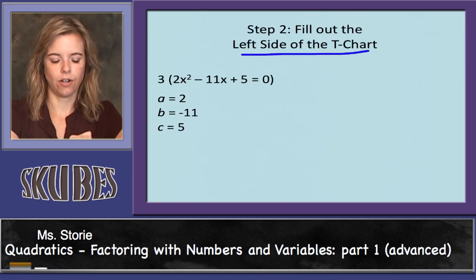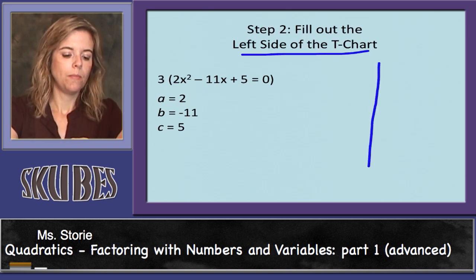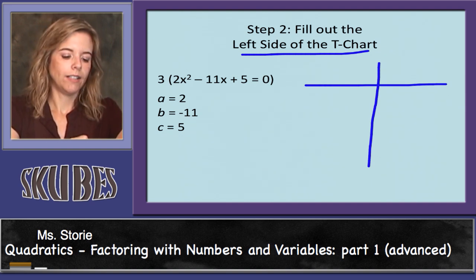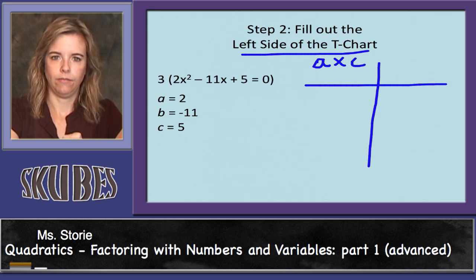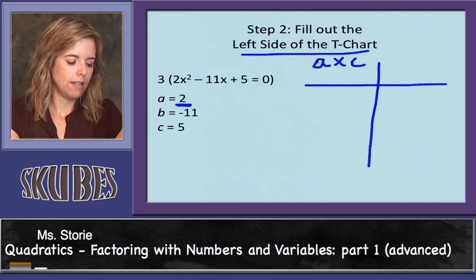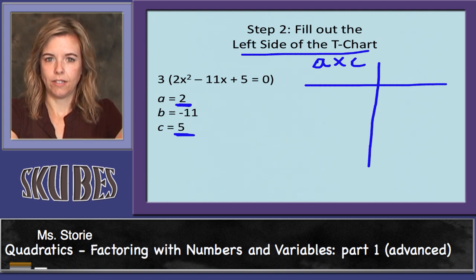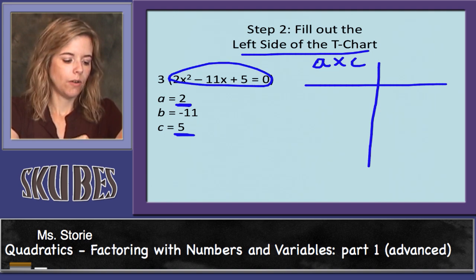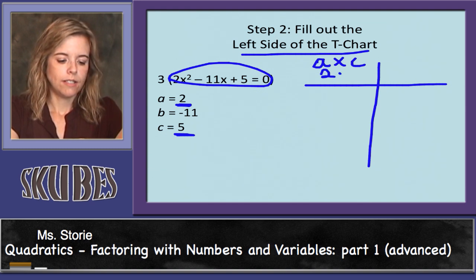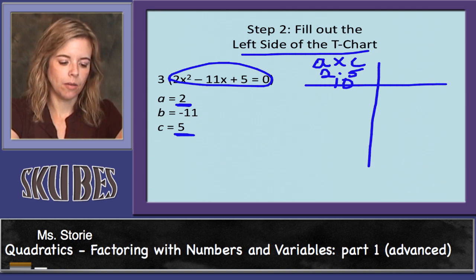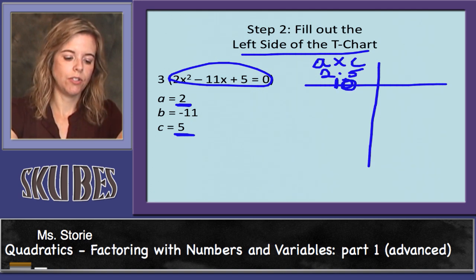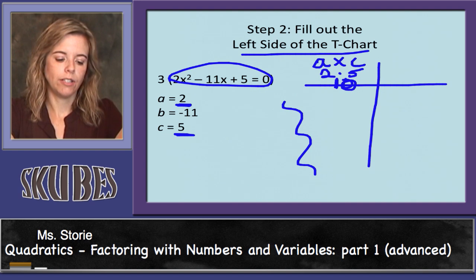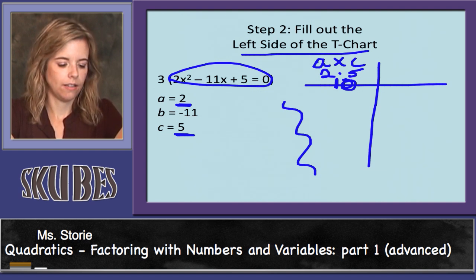Fill out the left side of the t-chart. Why is it called a t-chart? Because it's shaped like the letter T. On the left side of the t-chart, you're going to take whatever your A is and multiply it by your C. In this case, we're taking A times C. See how easy it was to just look on the list rather than try to dig back through this long quadratic equation? So A times C is 2 times 5, which is 10. So we're looking at the number 10. And what you're going to do in this section of the t-chart is you're going to list all the factors that create the number 10.